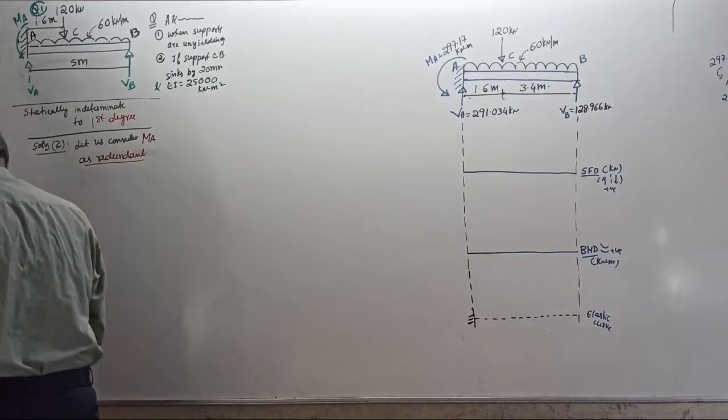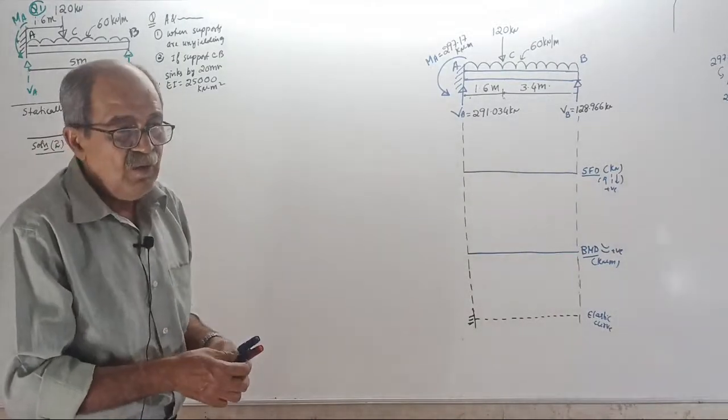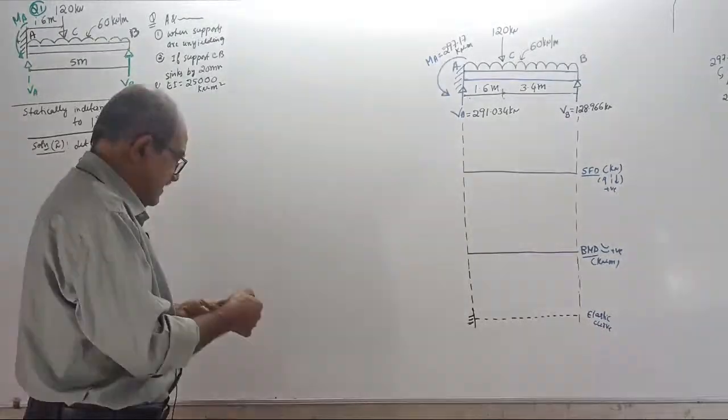Okay. Red color, I am not having here. Where is the red color? I require red color for it later. When I require, I won't get it.